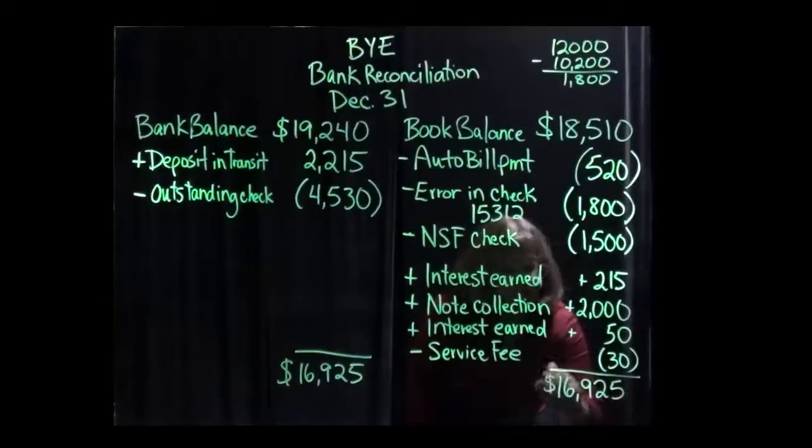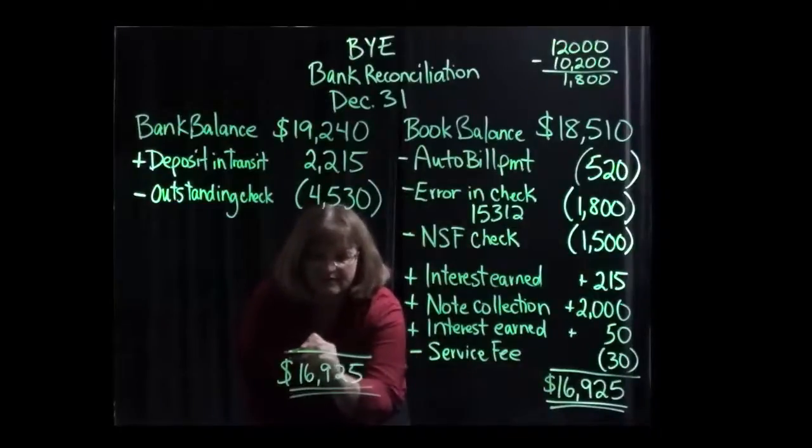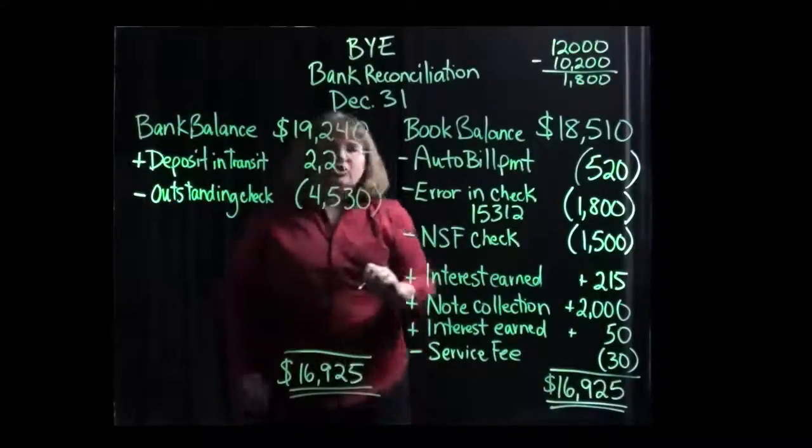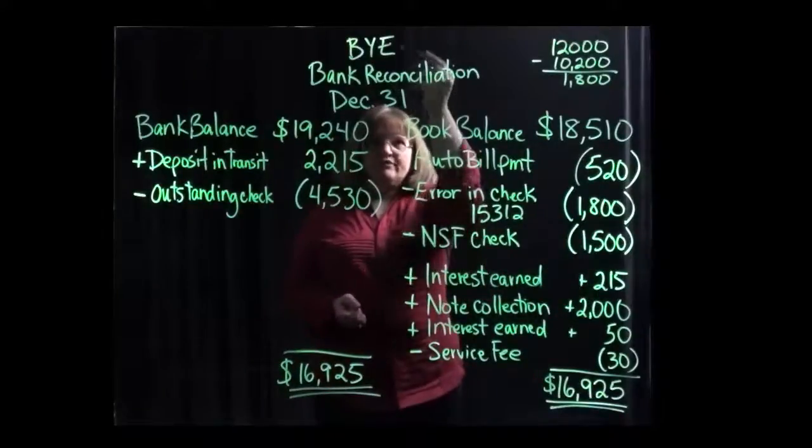$16,925. So when we reach the end here, we will see that the adjusted balance on both sides is equal, which means we can be fairly confident that we have arrived at the true cash balance on December 31st for the BYE company.